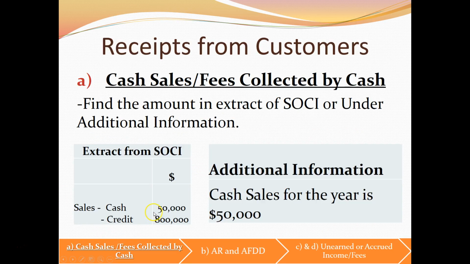Let's talk about the first component of receipts from customers. If we have to calculate how much cash sales or fees collected by cash, again, this information is either found in the extract of SOCI or under additional information. It can look like this, where you can see the sales has 2 components, cash and credit, or it can be under additional information where the cash sale is revealed. So 2 ways of presenting to you in the question, how much cash sales would be 50,000.